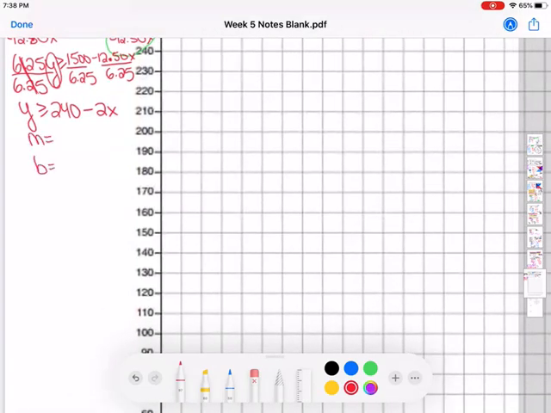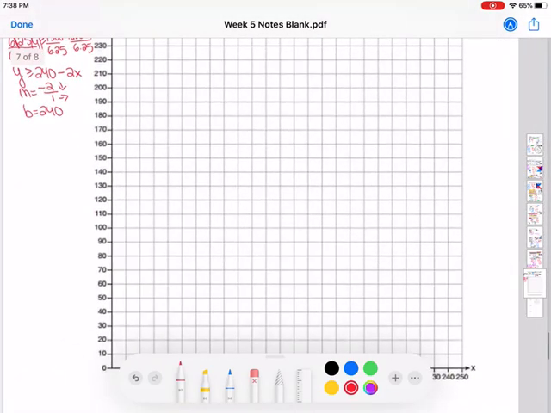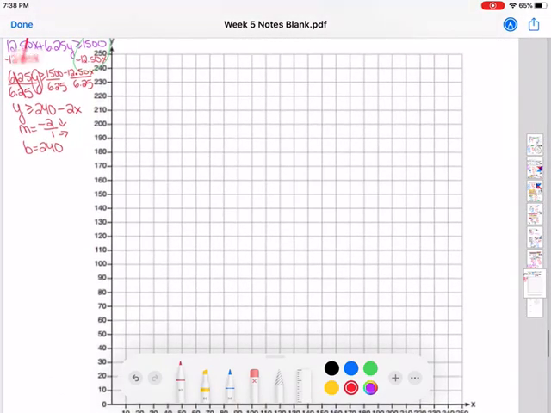Okay, so this is mx plus b form, so I'm going to state what m and b are. B is 240, the number by itself, and m is negative 2, but I want it to be a fraction, so it's over a 1. And when I rise over run, it's going to be down 2, right 1. Now you have to be very careful here. I am going to start at 240.